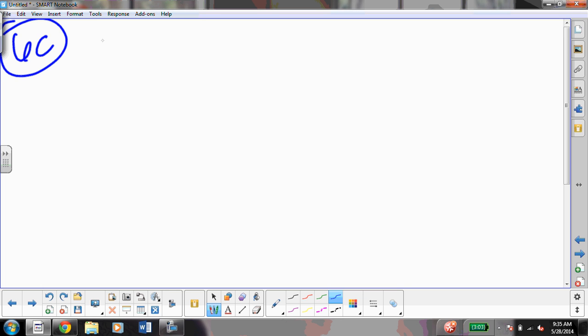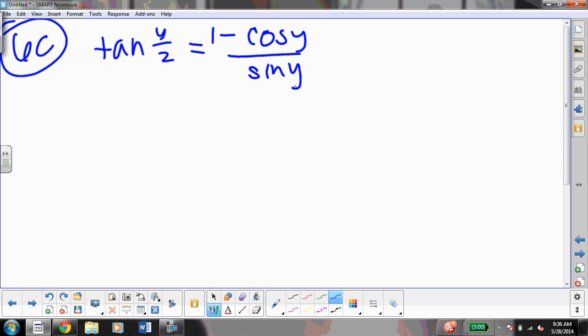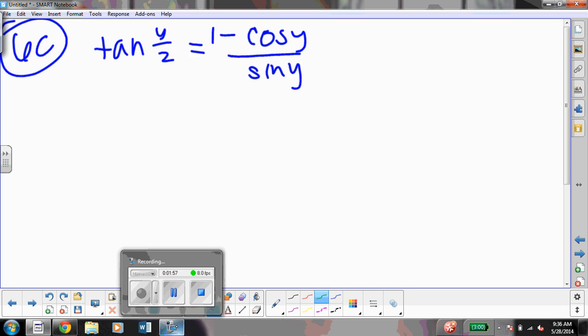6C asks us to find the tangent of y over 2. This requires us to use the half angle identity. Now there are multiple half angle identities for tangent. You can pick whichever one you want to use. I picked the one that did not involve a square root. I picked 1 minus the cosine of y over the sine of y. Now remember, we take our picture for y to follow this identity. We never have to know what the measure of angle y is.